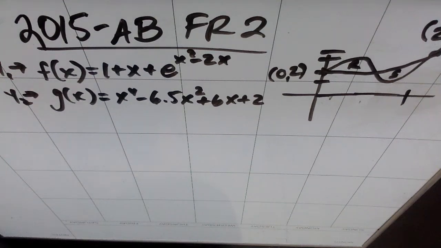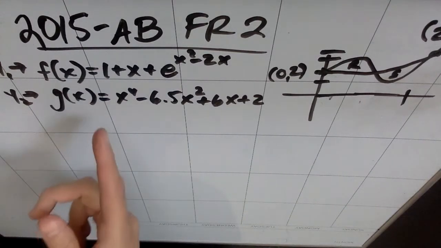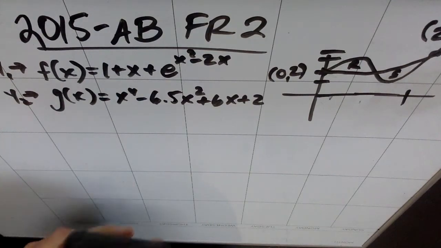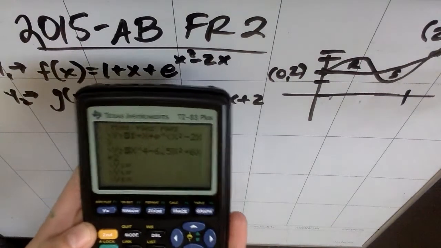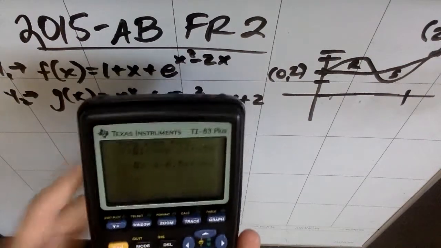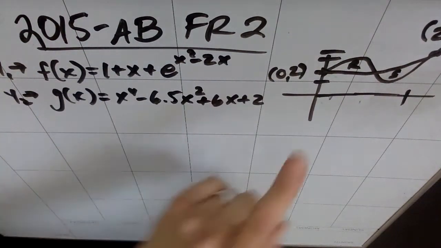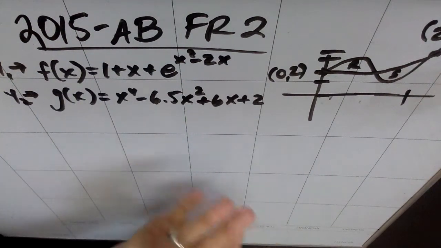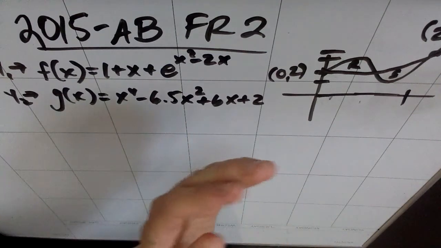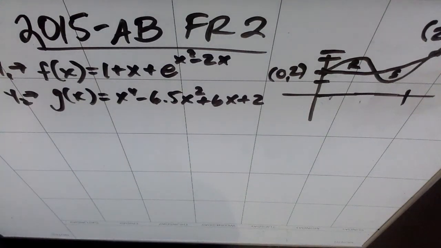This is 2015 AB Free Response 2, which is a calculator problem. We're given f and g functions defined by these equations. I put f in as y1 in my calculator, and I put g in as y2. R and S are in this terrible version of the graph, which is much better on the AP paper. R and S are the areas bounded as defined here.